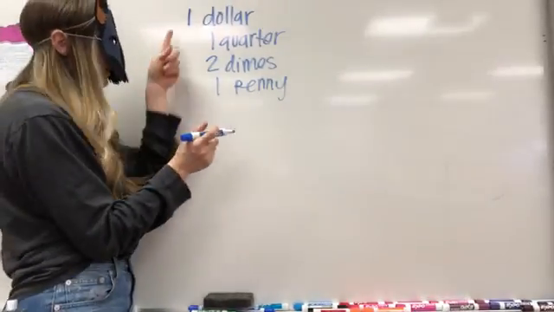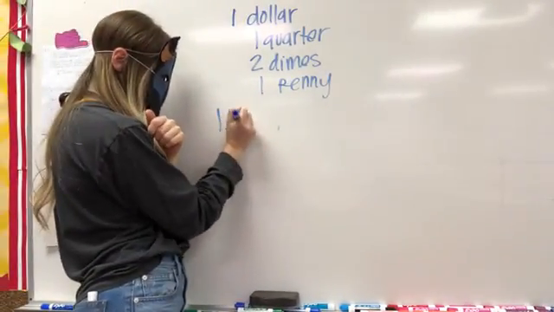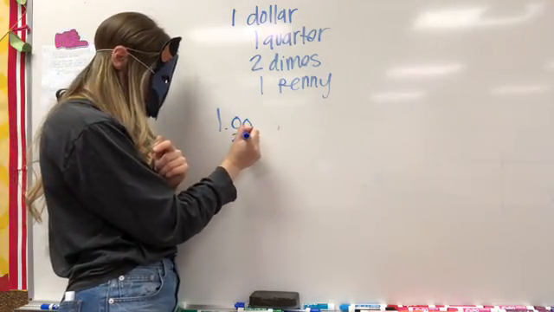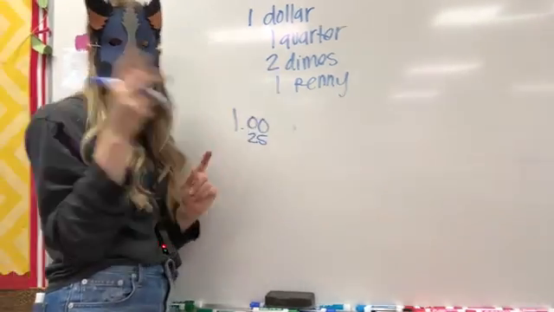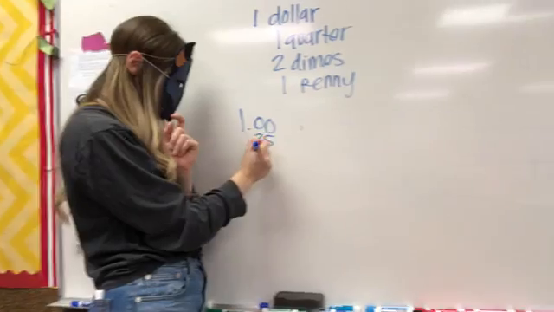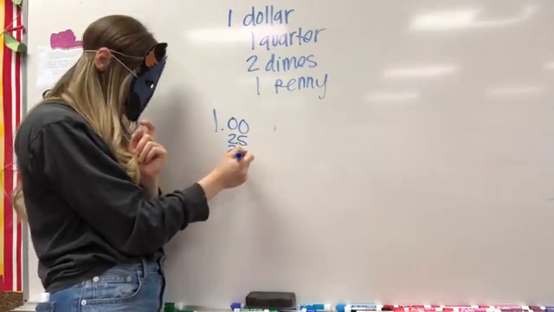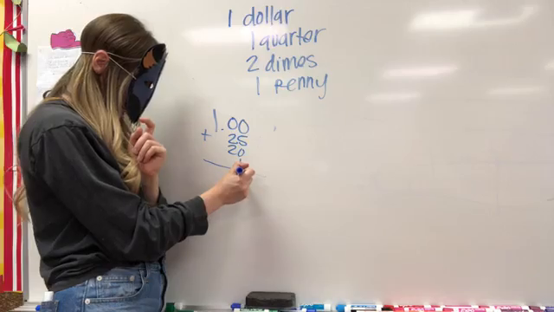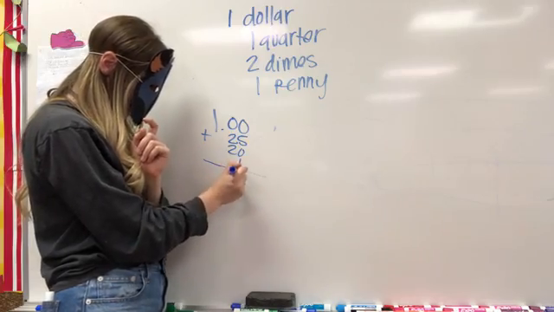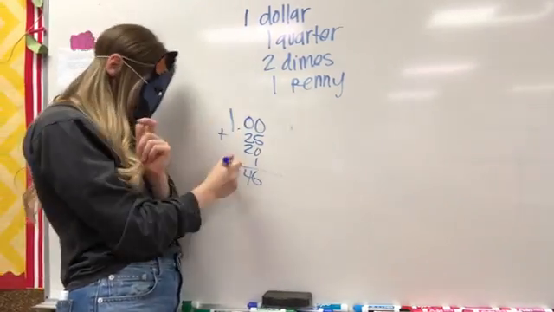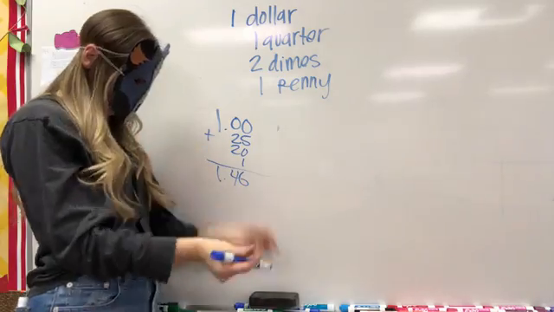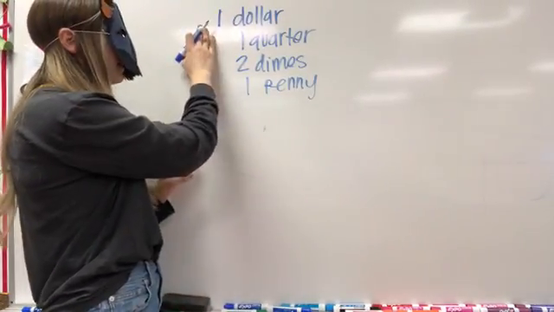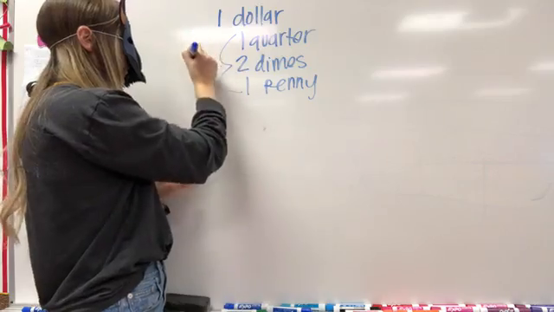So, okay, let's start. So we have $1, and we have a quarter. So we know a quarter is 25 cents. And then we have 2 dimes, so 10 plus 10 is 20. And then we have 1 penny, which is 1 cent. So let's add our coins first. We have 46 cents. And then we add our dollar on, so we have $1.46, okay? So we know we have $1, and then together, this is 46 cents.